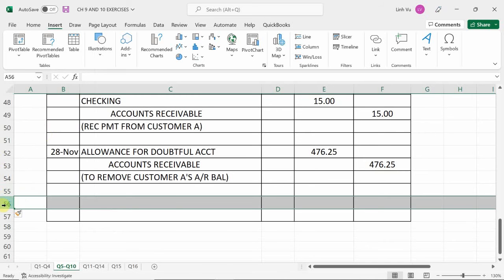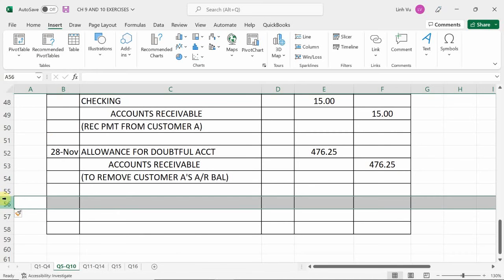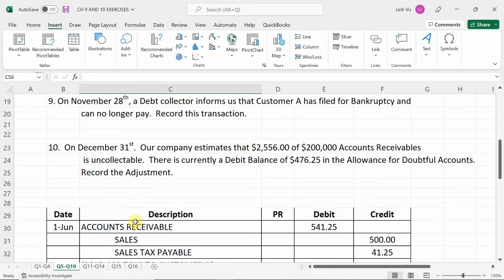And then last but not least, it says right here, number 10, on December 31st, our company estimates that $2,556 out of our 200,000 accounts receivables is to be uncollectible. And the current debit balance of $476.25 is in the allowance for doubtful accounts. Record this adjustment. So once again, we need to decide which method we're using. In this case, you see the keyword accounts receivable. So that should tell you that we're doing the balance sheet method.